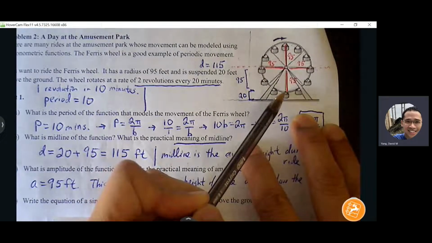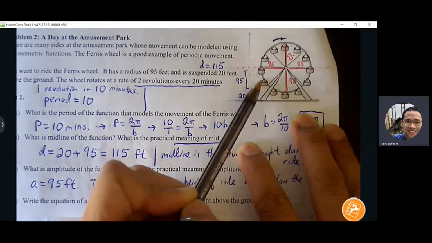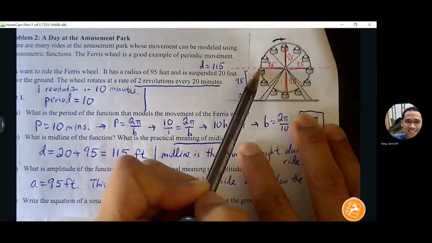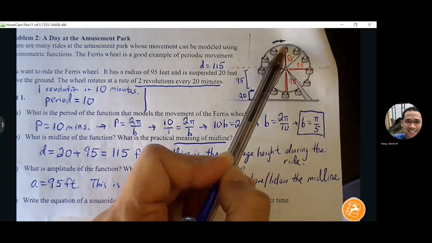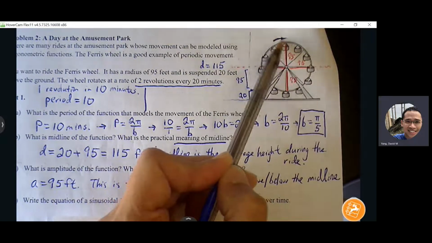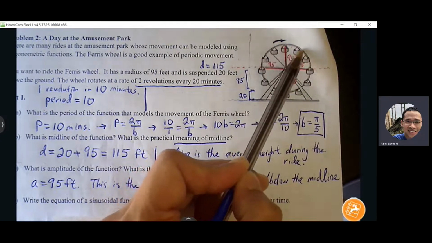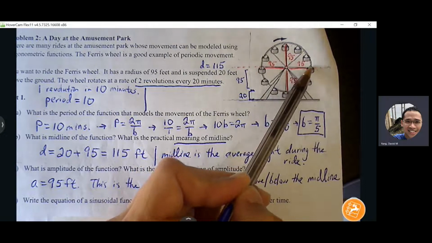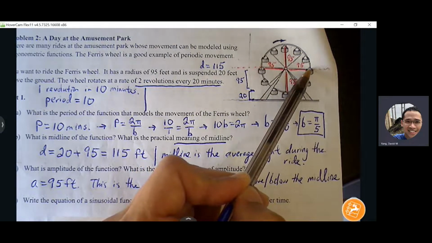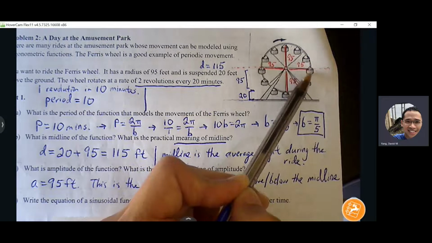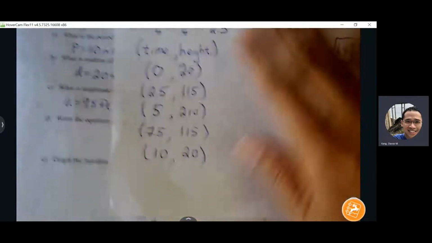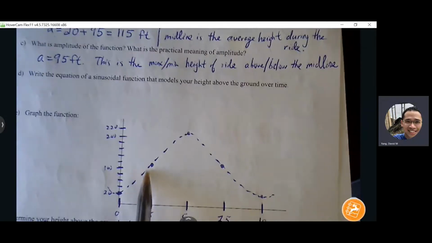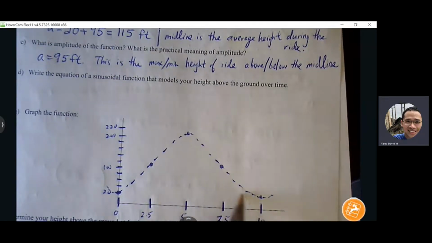This ride, we're starting at 20 feet. We're going up to 115. And then 5 minutes in, we're going to have the highest height, which is at 210. But then the ride's going to have to come back down. Right? And as it comes back down, the height is going to become lower, back down to 115 and back down to 20. So as we're riding the ride, we're just tracking how high we are off the ground at any moment in time.